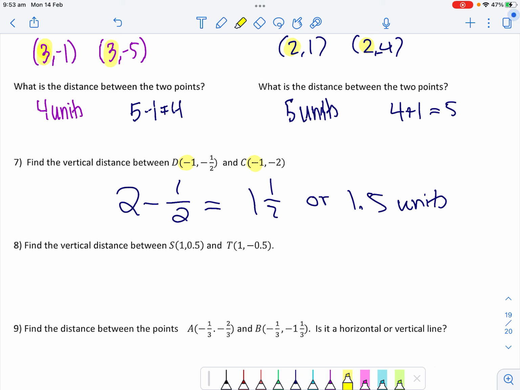For number 8, my x's are going to be the same, and my signs are opposite. So I'm going to do 0.5 plus 0.5, and I get 1 whole unit.